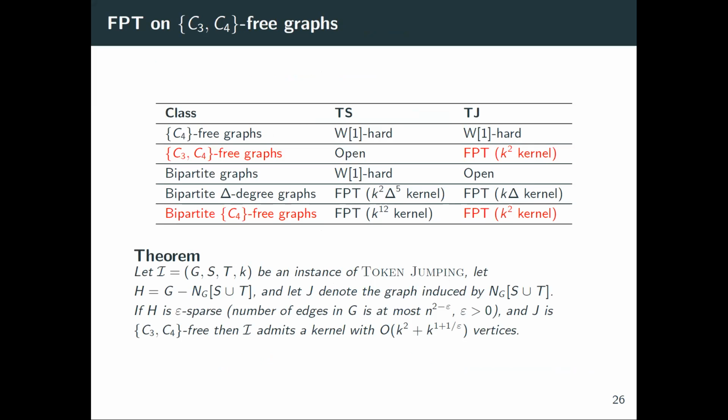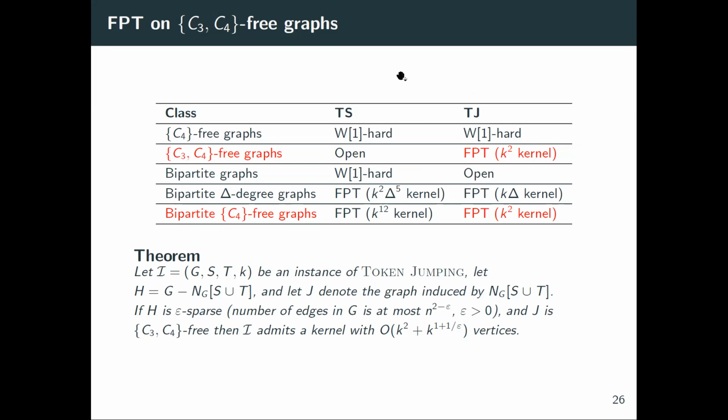So now I'm going to talk about a positive result. The result that I'm going to talk about is this one here. I'm going to show you that on C3, C4 free graphs, token jumping is actually FPT and has a quadratic kernel. But again, what we will show is a stronger result. So what we will show can be summarized as follows.